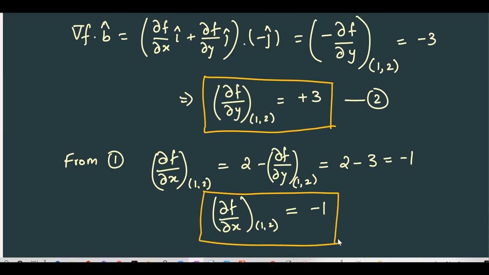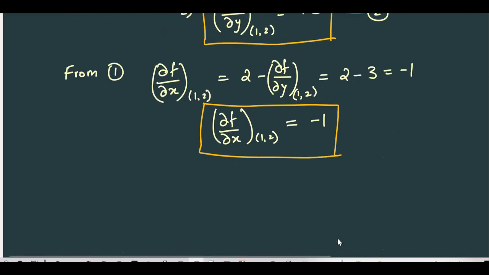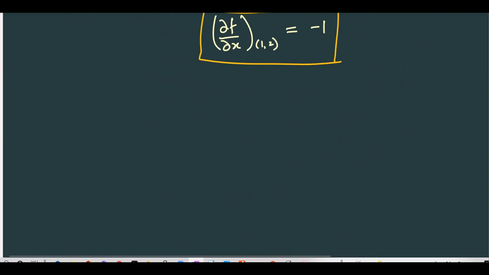So we have solved it. Therefore the gradient, grad f at (1, 2), is -1 times i cap plus 3 times j cap.